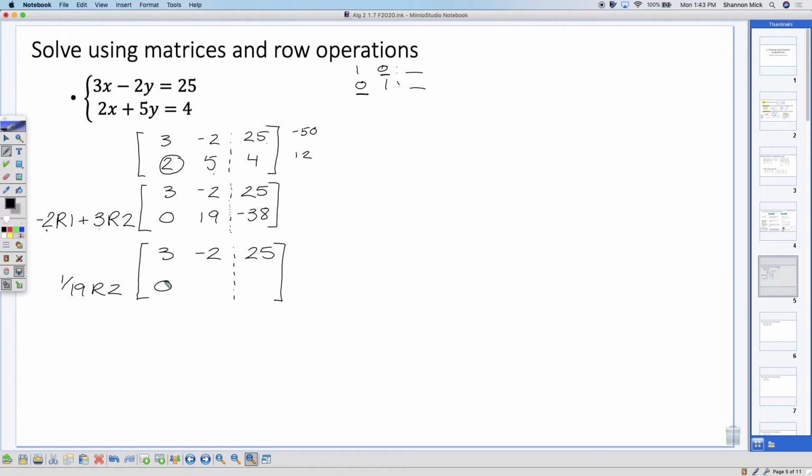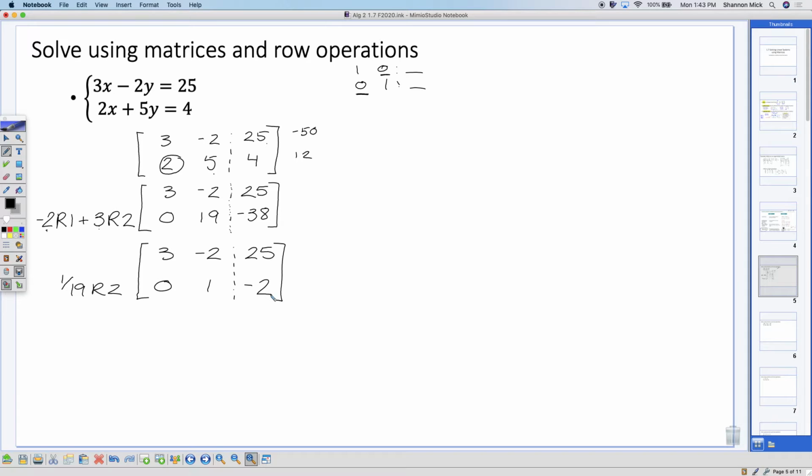And 0 divided by 19 is 0, right? 19 times 1/19 is 1. And then 38 times 1/19 is -2. Again, we only did that because they went nice and evenly in there. If it didn't go nice and evenly, I would just deal with my bigger numbers.